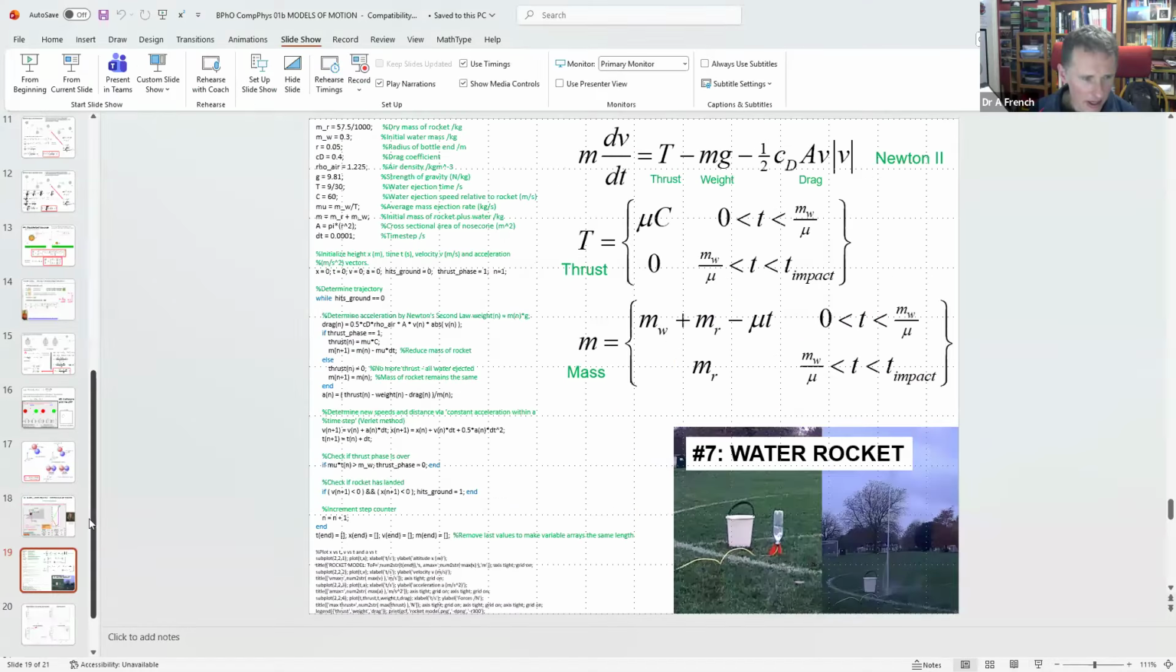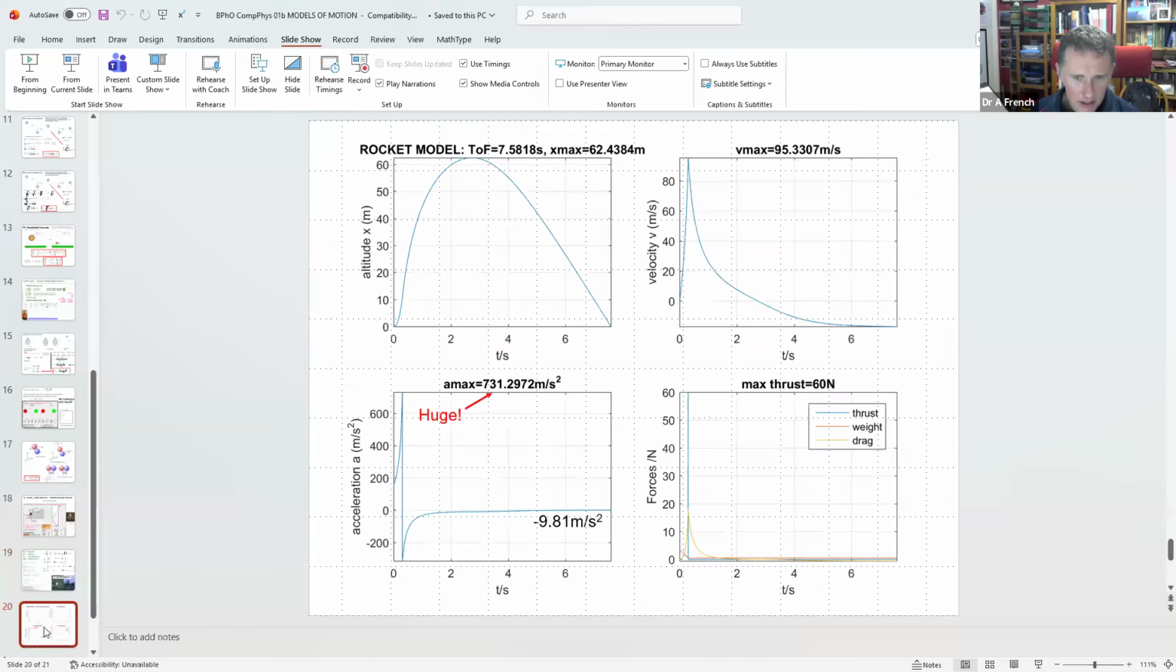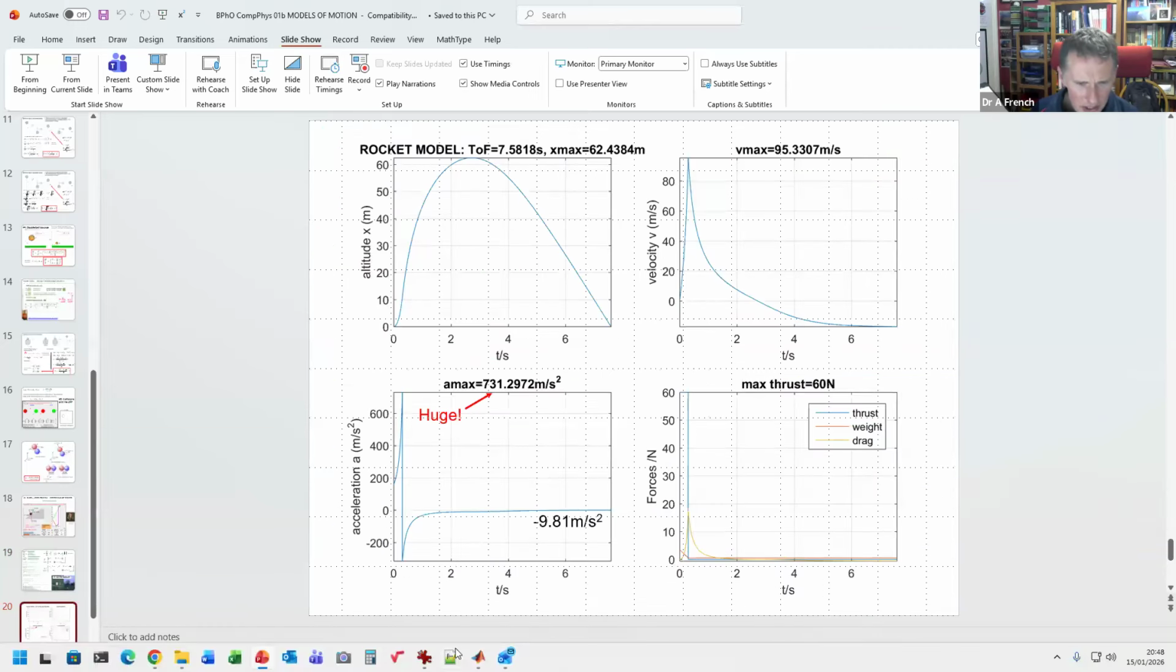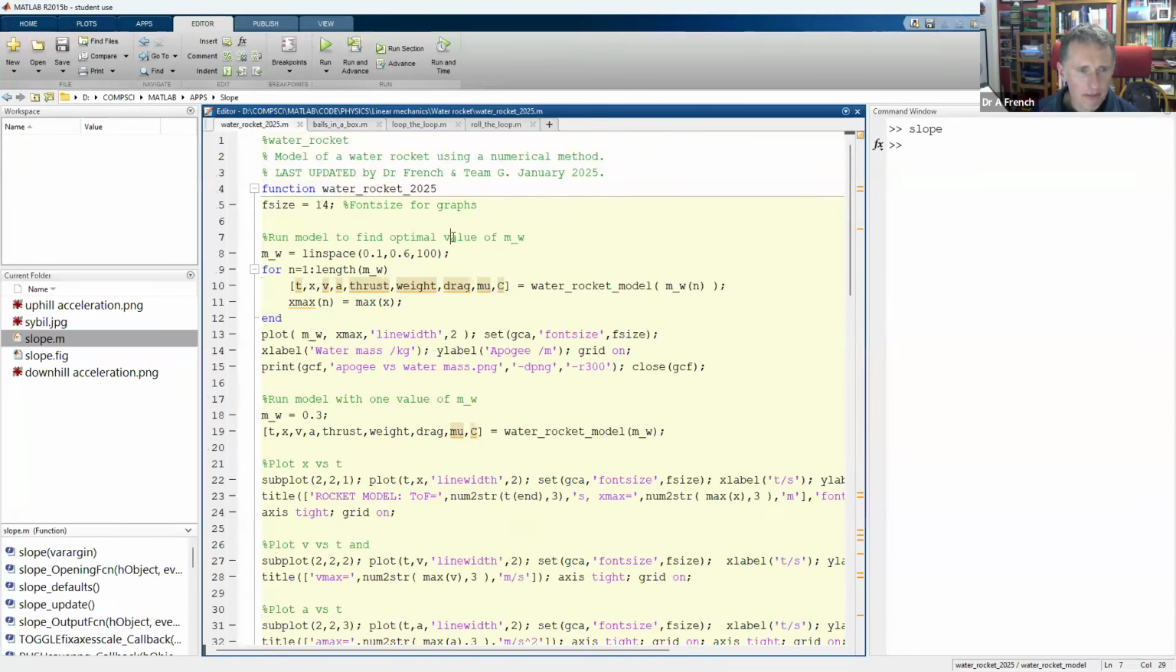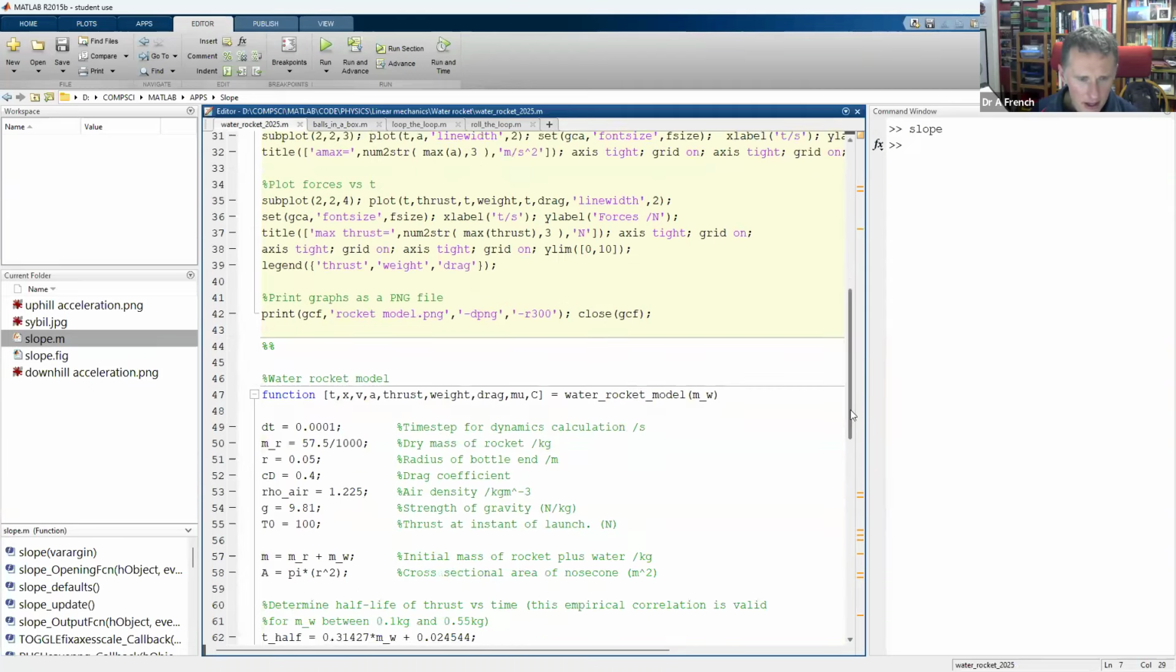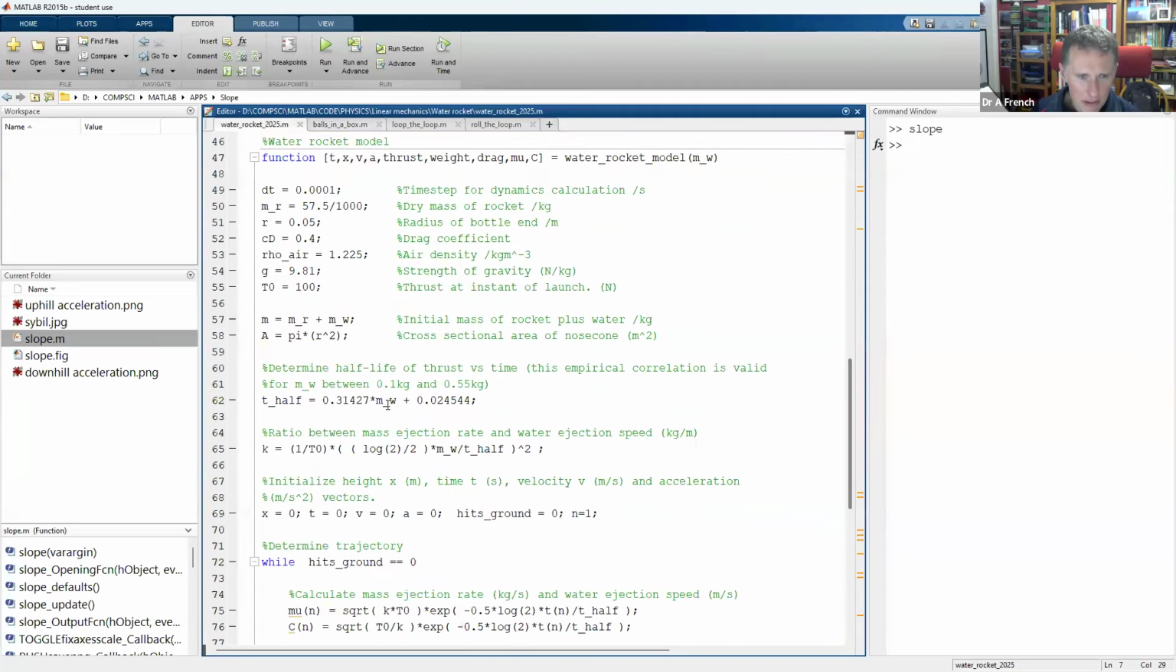So here's one I did earlier, and there we go. I think I've got a slightly better picture than this one, actually. Let's look at the rocket. Here we are. So again, there's a lot of plotting things going on here. But my rocket model itself is this one. So you can just maybe see a few things.